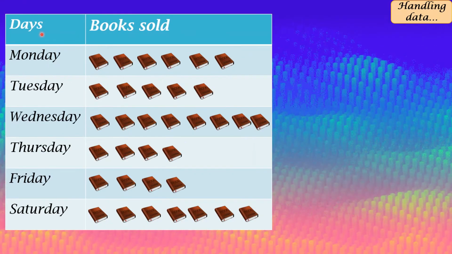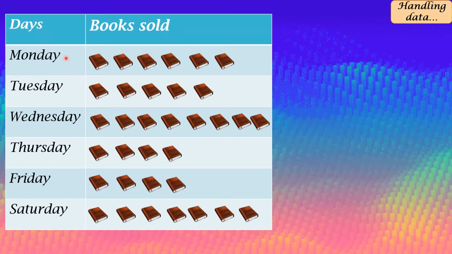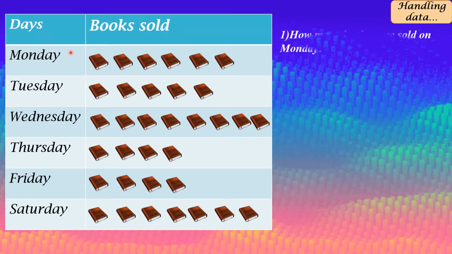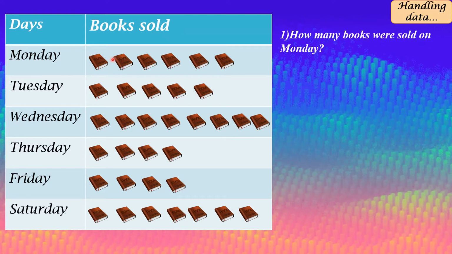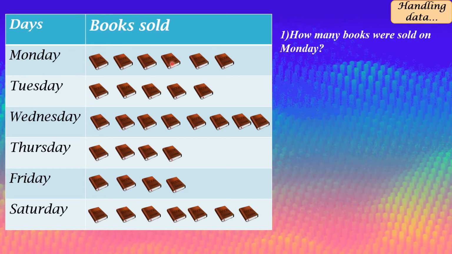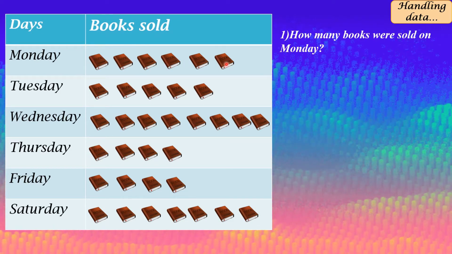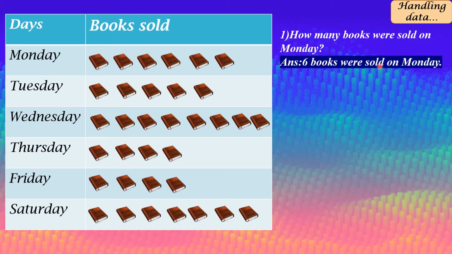Here is the other example, students. Yes, about the books sold. The days and the books sold. Okay. How many books were sold on Monday? Student, how many books were sold on Monday? 1, 2, 3, 4, 5, 6. So student, 6 books were sold on Monday.